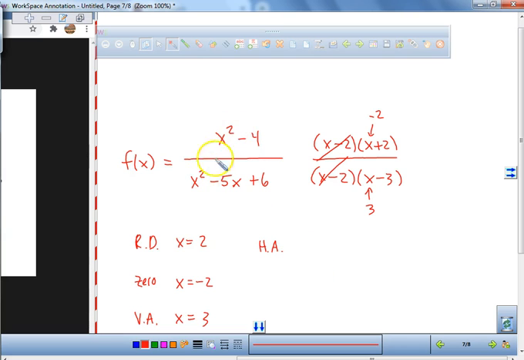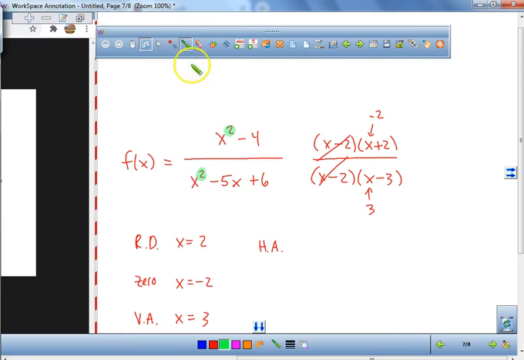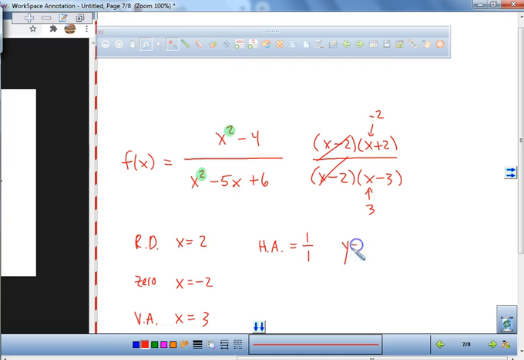See how these powers are the same? If these powers right here are the same, we just do a over b. In this particular case, it's just 1 over 1. That's what a over b is. So our horizontal asymptote is at y equals 1, also known as f of x equals 1.